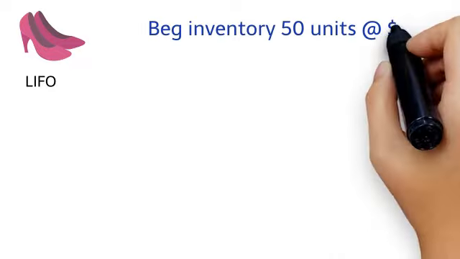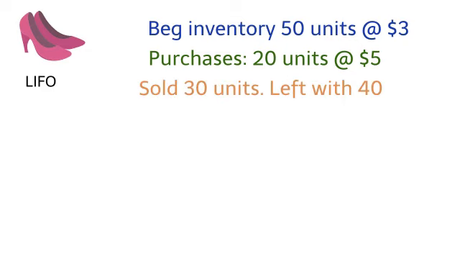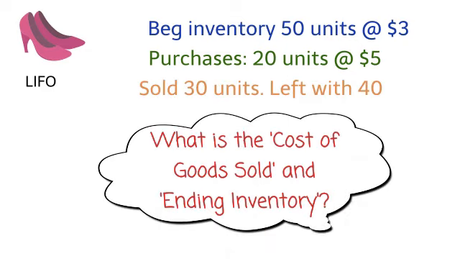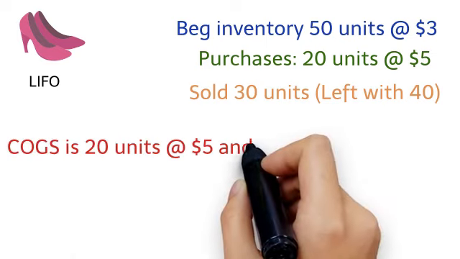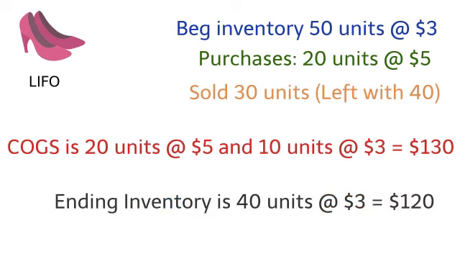So again, same beginning inventory and purchases, but now we will be calculating COGS and ending inventory using LIFO. Remember now, last in, first out applies. COGS are now 20 units at $5 and 10 units at $3, totaling $130. Closing inventory will be the last 40 units of our beginning inventory at $3, totaling $120.